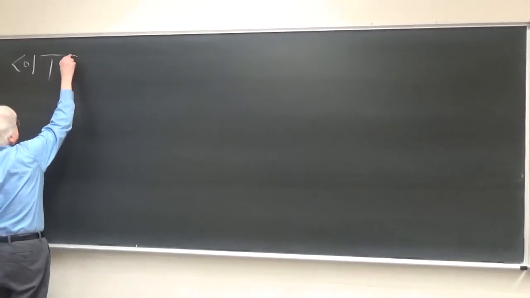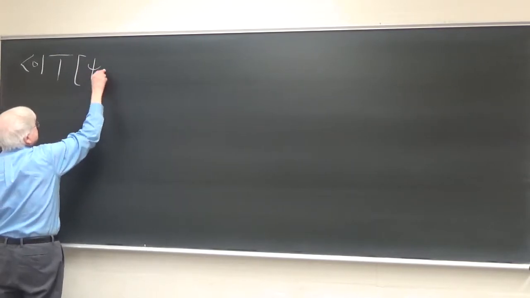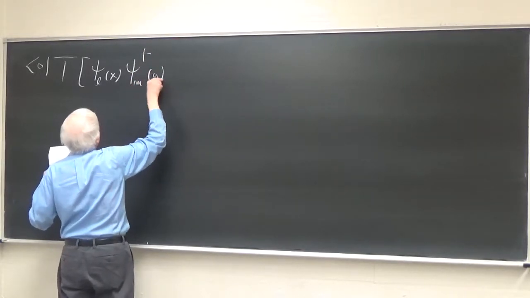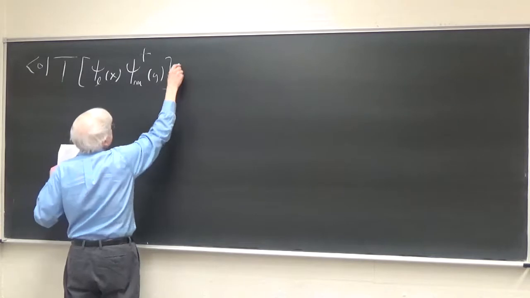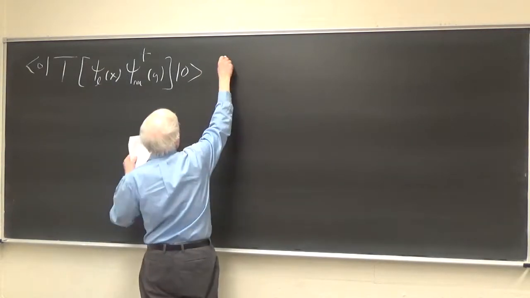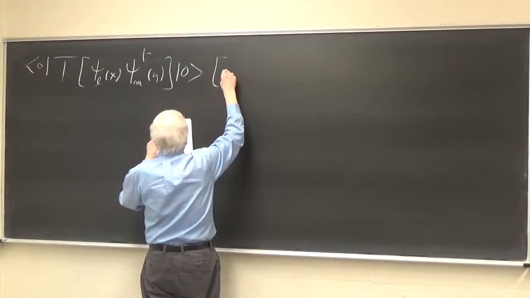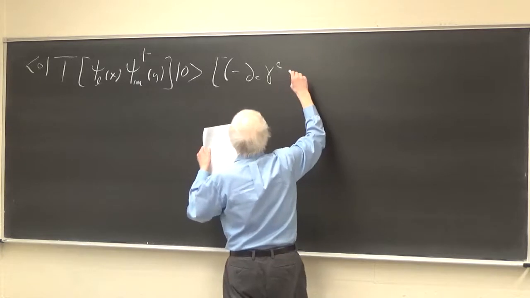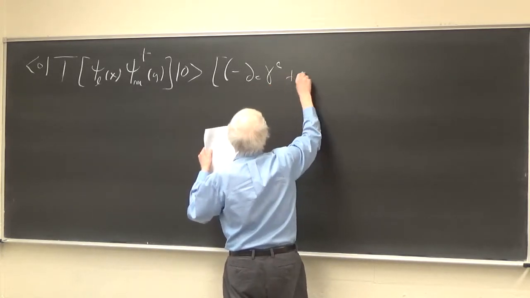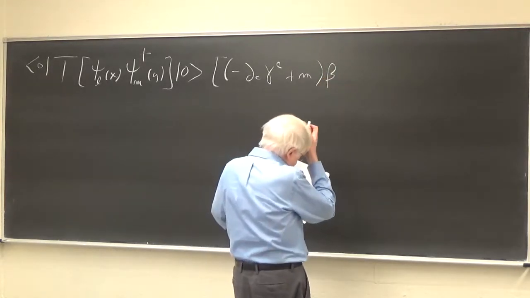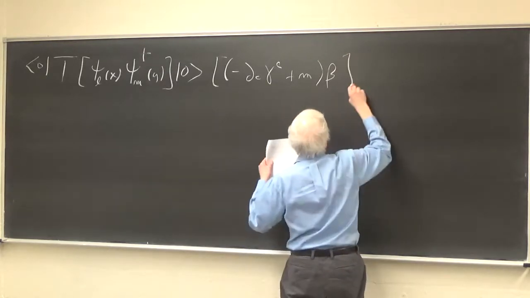We had the mean value in the vacuum of the time-ordered product of psi L of x, psi dagger m of y, and what we got was minus the derivatives multiplied by gamma matrices plus m beta, which is i gamma 0, gamma upper 0. That's an unfortunate notation now that I think about it.